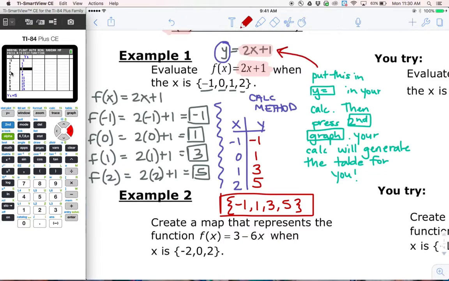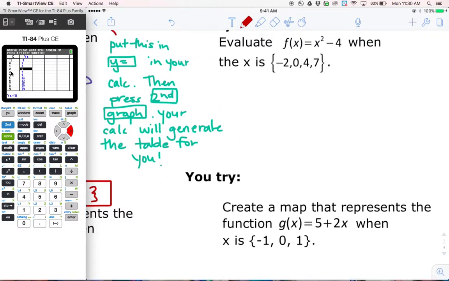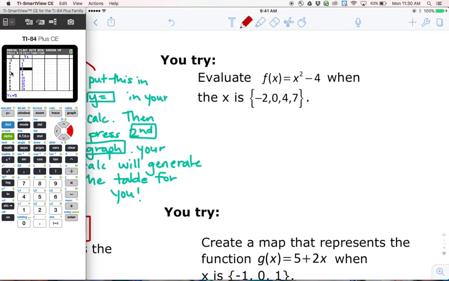Okay, so we're going to move on to problem number 2. Remember, if you're copying those instructions, just pause the video. Question number 2, same thing, except now I'm just going to do it my quicker way. I'm going to make a quick table out of x's and y's. My x's are negative 2, 0, 4, and 7.